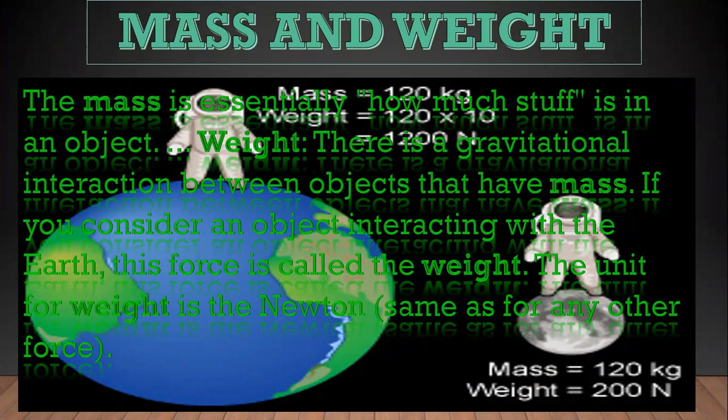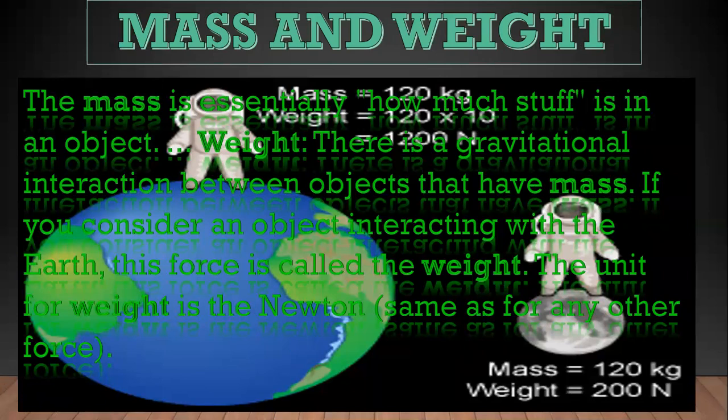The next topic is about mass and weight. Mass is essentially how much stuff is in the object. Weight: there is a gravitational interaction between objects that have mass. If you consider an object interacting with the earth, this force is called the weight. The unit for weight is the Newton, same as for any other force.